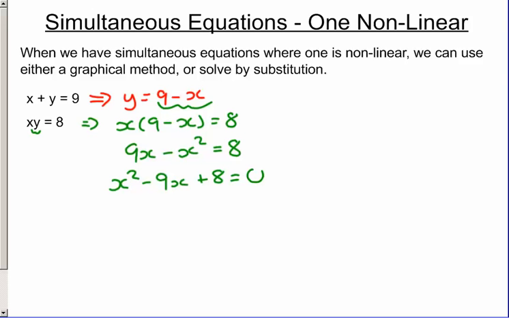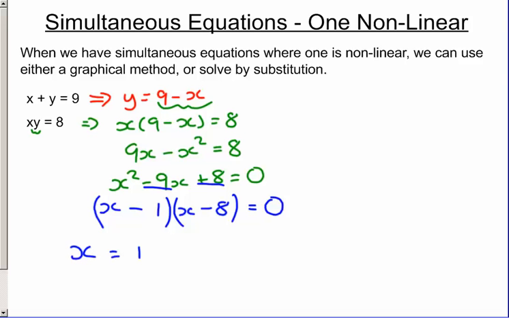Now we should notice here that we have a quadratic, so we need to solve the quadratic, and the way we solve quadratics is by factorising. So we put in our two brackets, equal to 0. We have x and x. These two numbers multiply to make plus 8, and add to make minus 9, which gives us minus 1 and minus 8 as the answers there, which tells us that either x is equal to 1 or x is equal to 8. And these are simultaneous equations, so we need to find y as well.